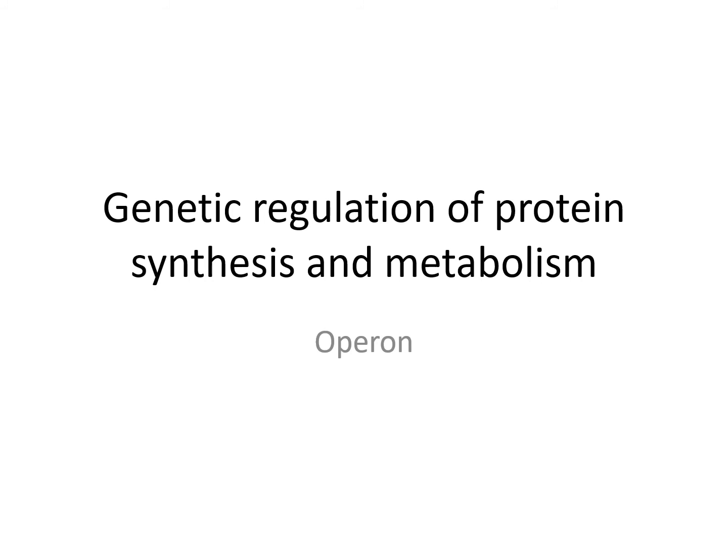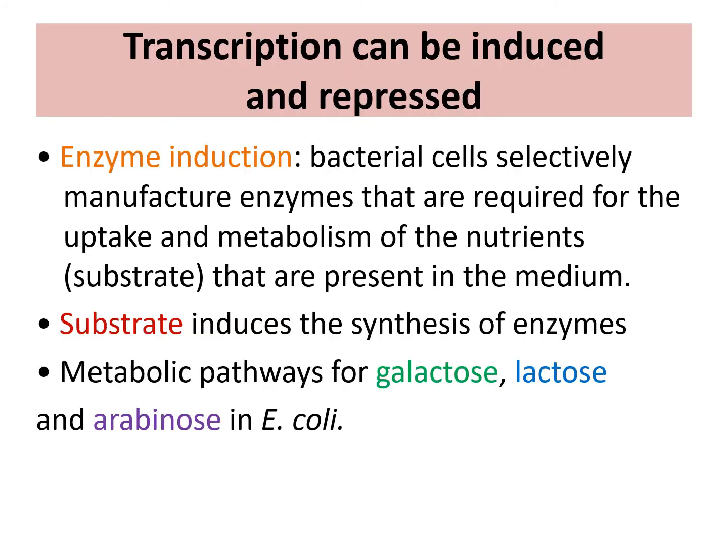A major form of gene regulation in prokaryotes is through a system called the operon. So you're going to learn about the operon. For the metabolic reactions in the pathway, it needs enzymes.